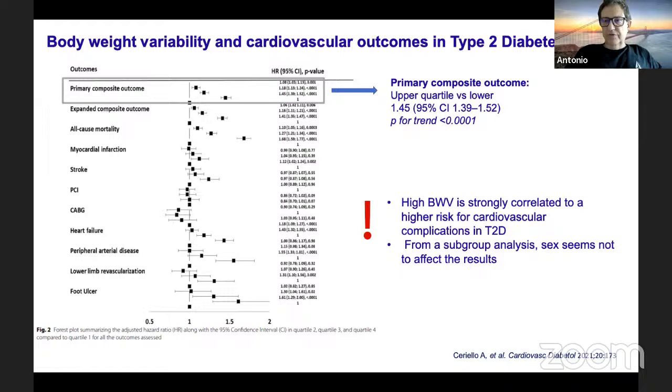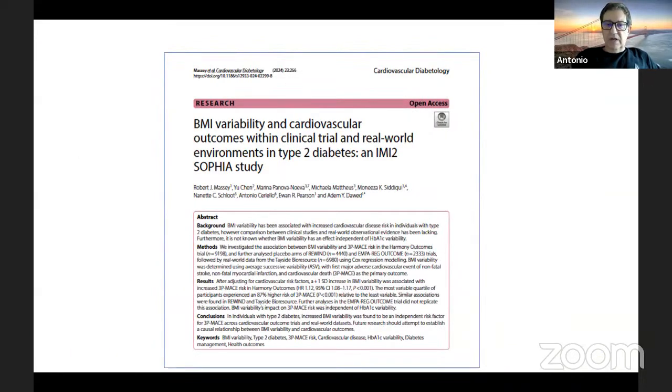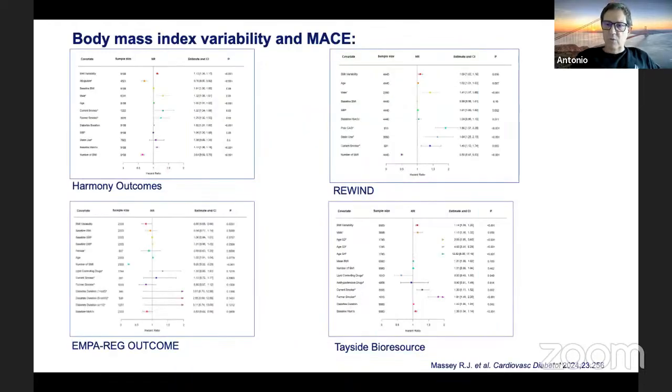We were able to confirm this using the Swedish Diabetes Registry, which is an interesting database because it includes all the people of Sweden, who are followed for years. So in cooperation with this registry, we were able to confirm that body weight variability is associated with high risk for cardiovascular disease in people with type 2 diabetes. And this has also been confirmed in a recent paper we published, as a post-hoc analysis of several trials and one real-world evidence.